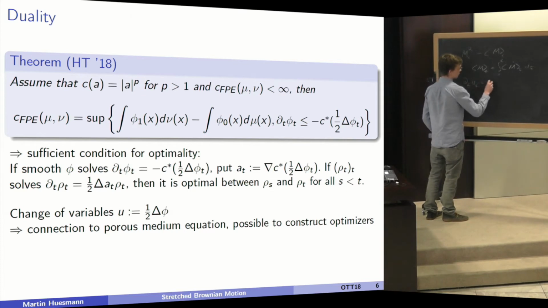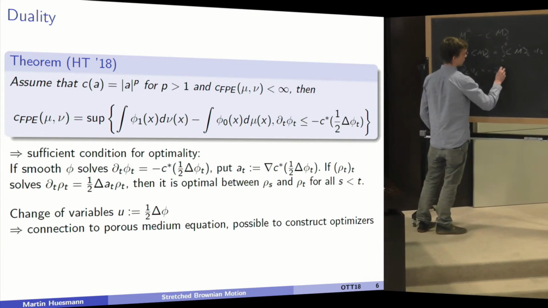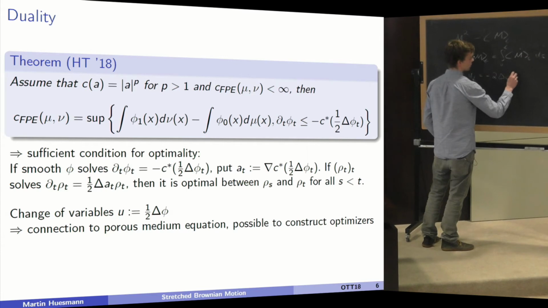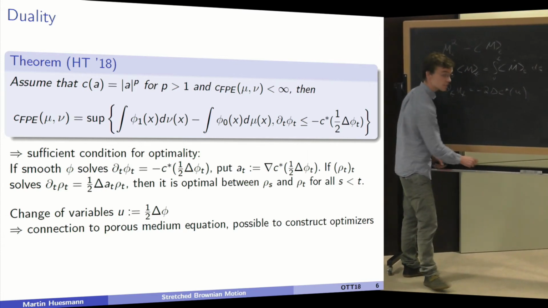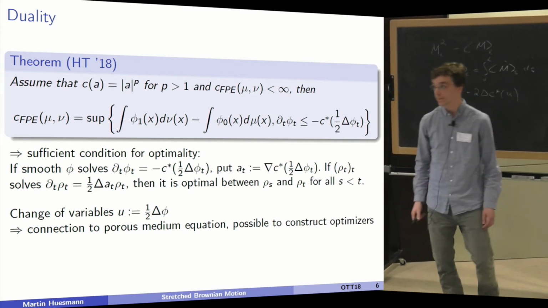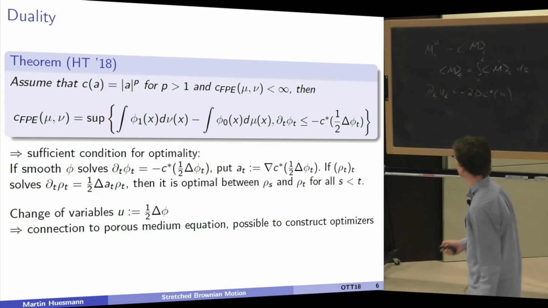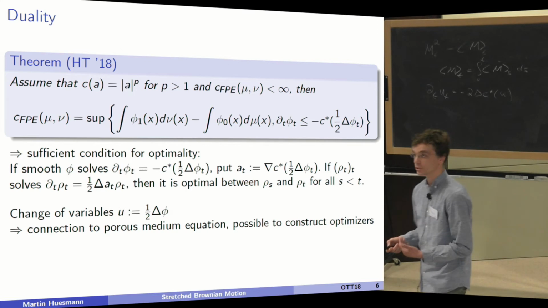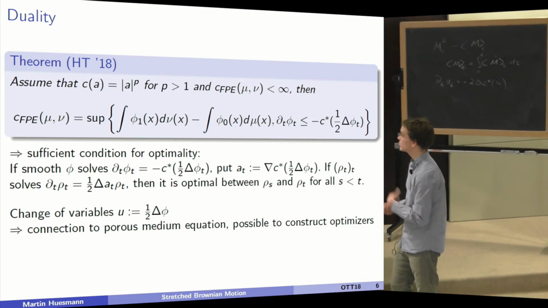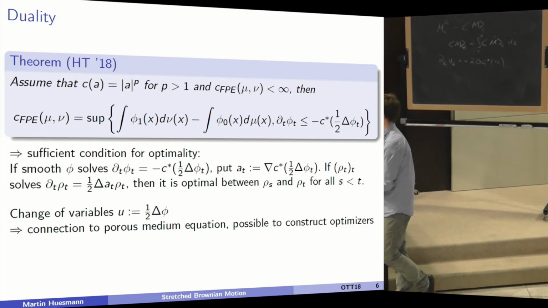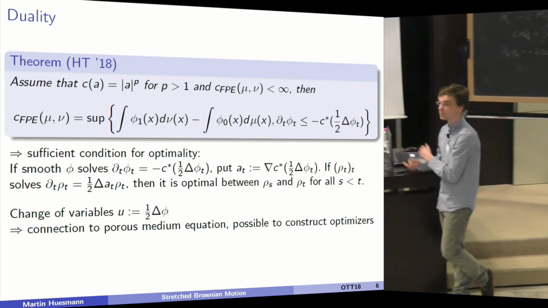Time derivative of u is minus 2 times Laplacian of C star of u. So this is precisely the porous medium equation. So now you can rely on the theory of porous medium equations to construct solutions to this equation, and to come up with optimizers for really concrete examples.